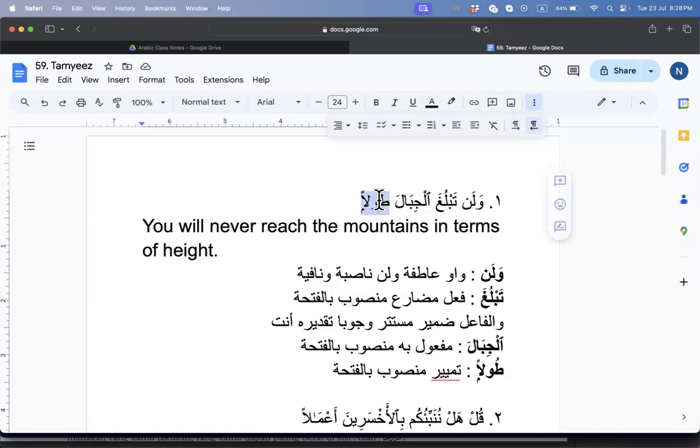I don't know. This one you have to see the context, inshallah. I think it's not talking about the fact that you cannot climb. It's saying that you cannot be as tall as the mountains. It's about don't be arrogant. It's not talking about climbing the mountain. Why do you want to be arrogant? You cannot even be as tall as the mountain. Understand? Okay.